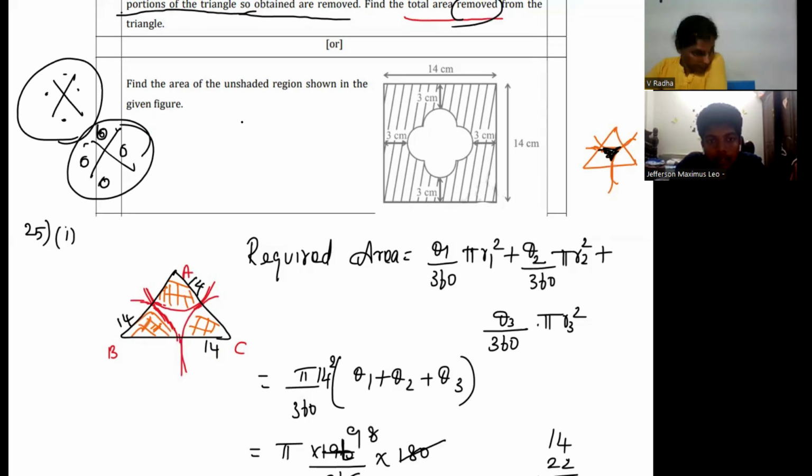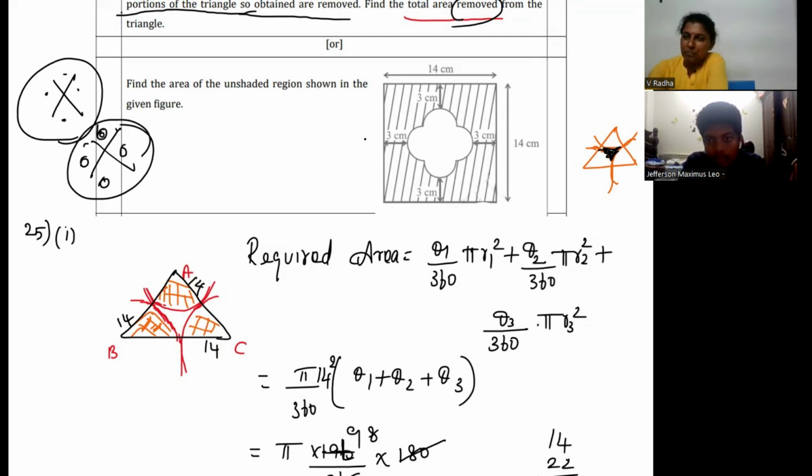Find the area of the unshaded region shown in the given figure. How to find? Please tell your ideas. Many times it is asked in board papers. This question is very important. Maybe it can be asked even in a school exam. Have you discussed this sum in school? No, ma'am. Not discussed till now? No, ma'am. Okay, under which topic does this come?